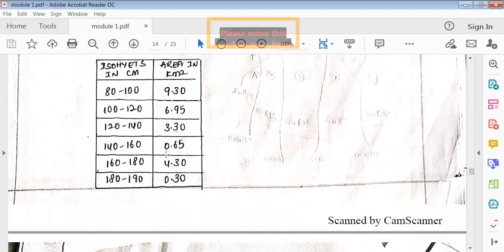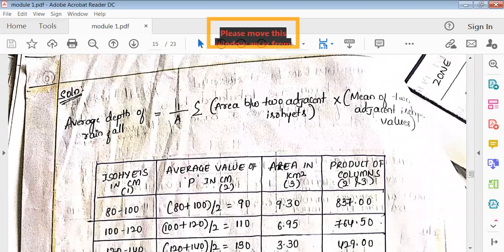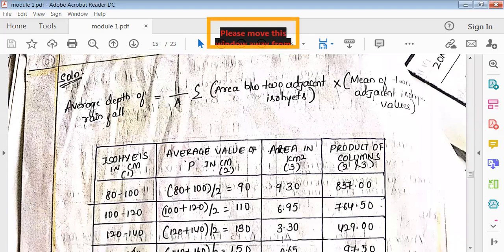Now if you're using the isohyetal method, according to the formula, the average depth of rainfall is 1 divided by total area A, into the summation of the area between two adjacent isohyets into the mean of those two adjacent isohyet values.